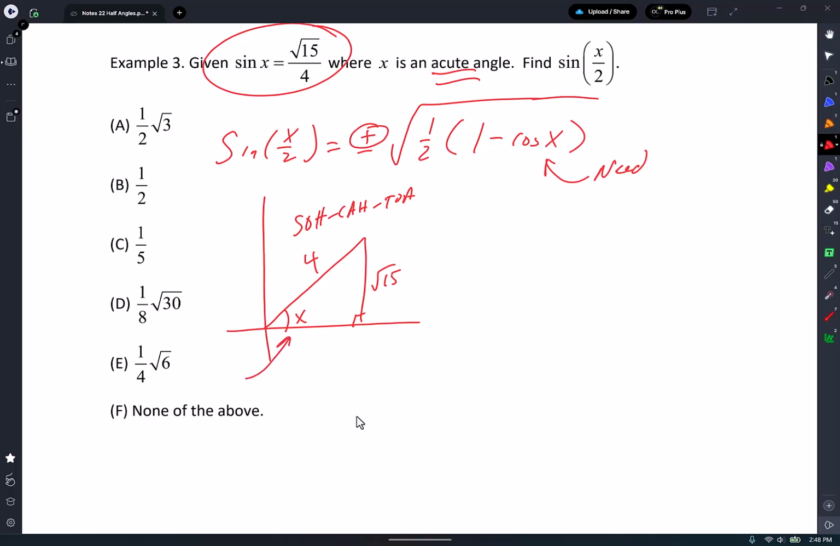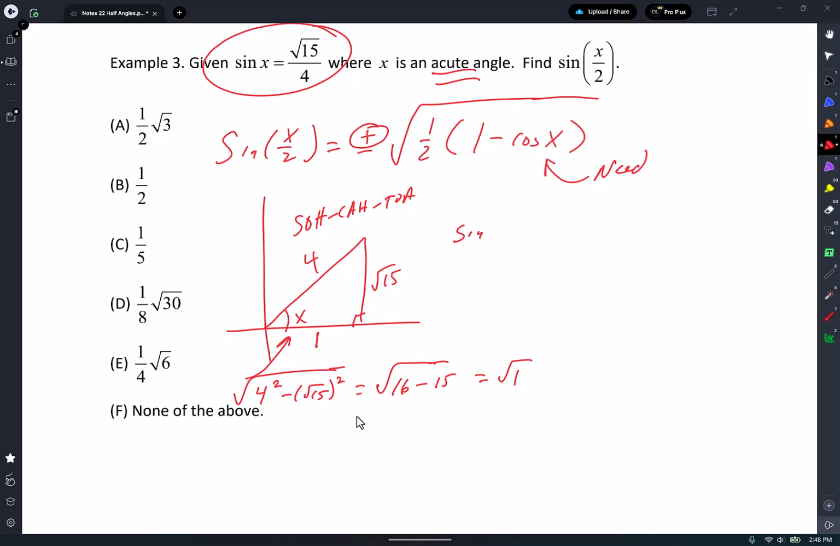This segment here is the square root of 4 squared minus square root of 15 squared. I guess I'll write it. 4 squared is 16. When I square a square root, the square root goes away. That's 15. 16 minus 15 is 1. And the square root of 1 is 1. There it is. So from that, I already have what this is.